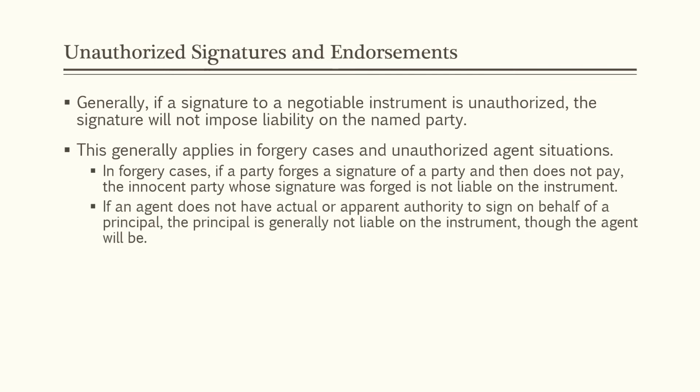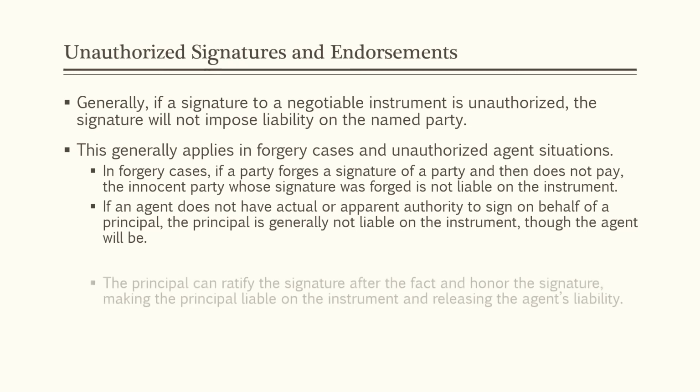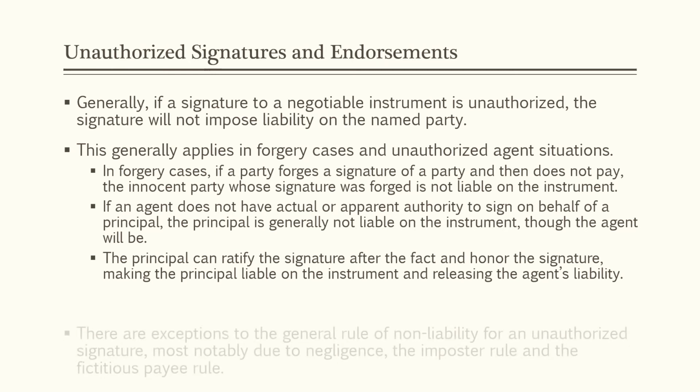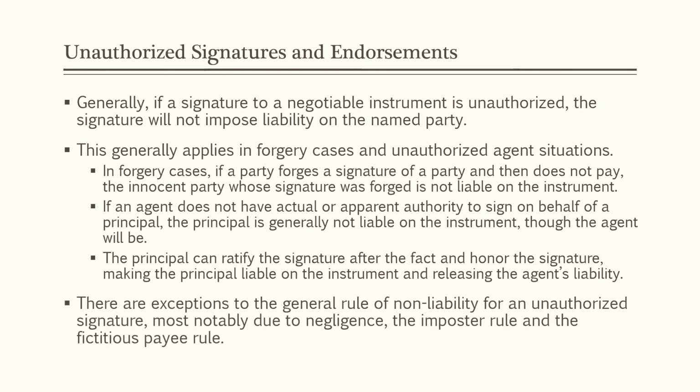If an agent does not have actual or apparent authority to sign on behalf of a principal, the principal is generally not liable on the instrument, though the agent will be. The principal can ratify the signature after the fact and honor the signature, making the principal liable on the instrument and releasing the agent's liability. That's ratification after the fact.